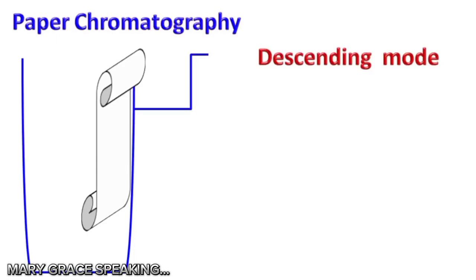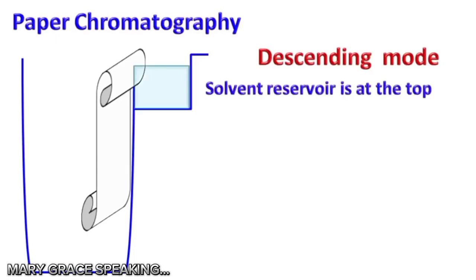In the descending mode, the mobile phase solvent is kept on the top of the chamber. The solvent in the mobile phase moves downwards and separates the sample molecules. It indicates that the solvent reservoir is at the top.